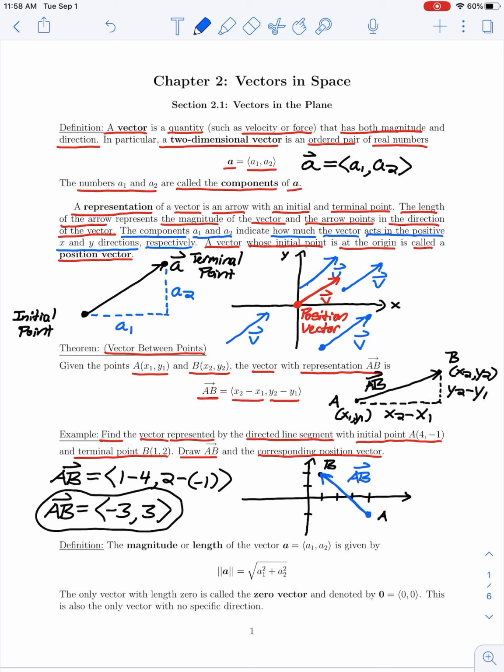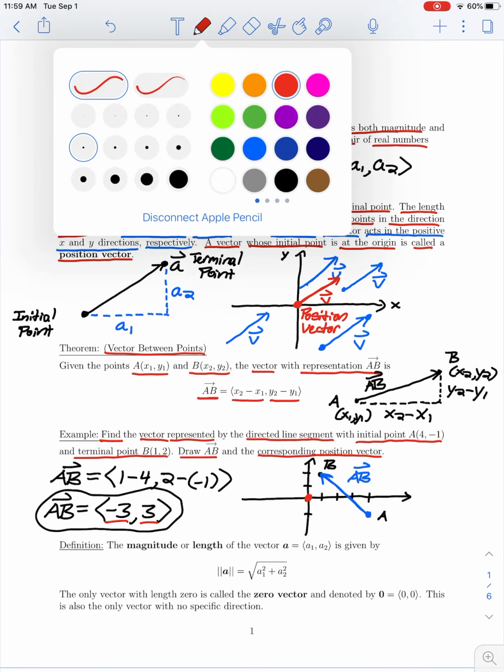Now, we're also asked to draw the corresponding position vector. That would be the vector whose initial point is at the origin. So I'm going to start at the origin, and let's think about how to find the terminal point of this representation. The vector AB had components (-3, 3). That means this vector will act 3 units in the negative x direction, or will move from its initial point 3 units to the left.